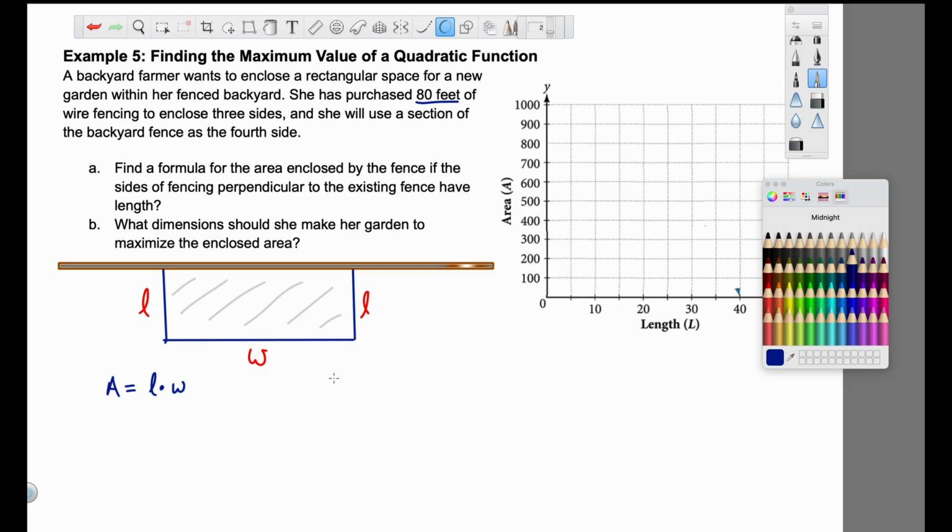So the perimeter, well, it's not really the whole perimeter of the wire fence. The length of the wire is going to be 2 L's and 1 W, right? So the entire length of the wire is 2 of these L's and 1 W. And we know the wire's length is 80 feet.